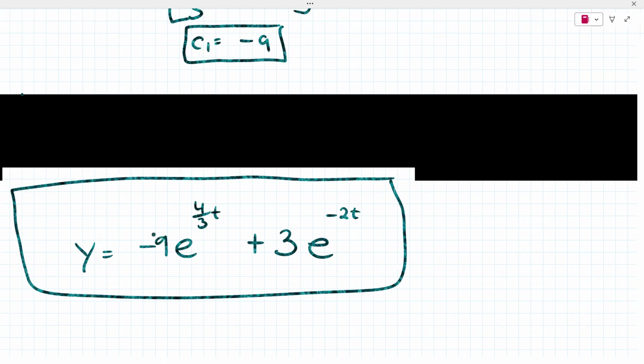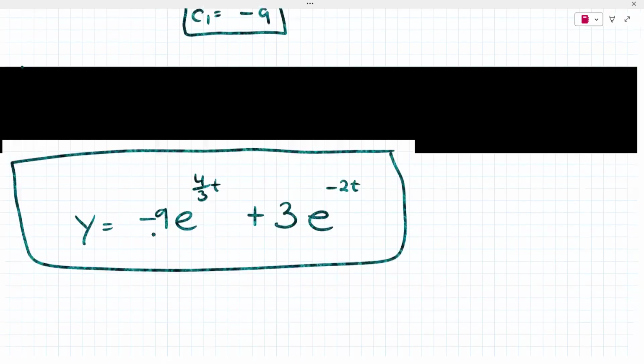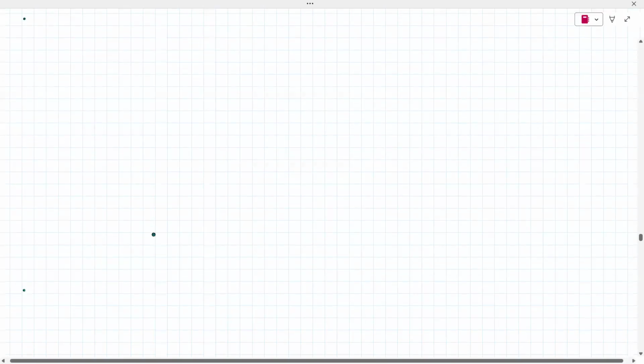Okay, let's do one more example, but this one is a little bit strange because it doesn't look like you can put it in the characteristic form. And maybe some people might think your roots might be imaginary. So let me show you.